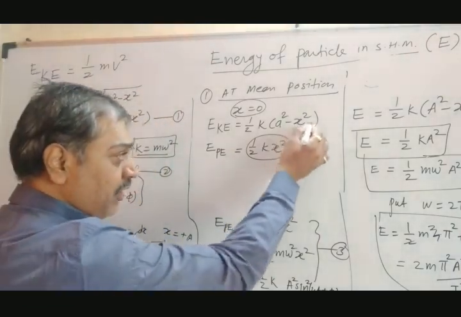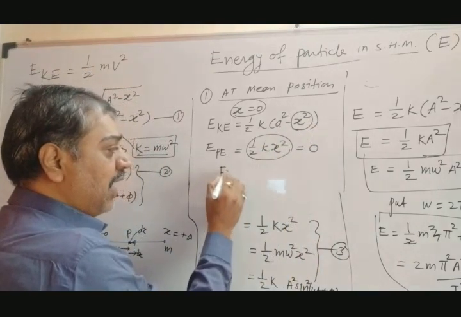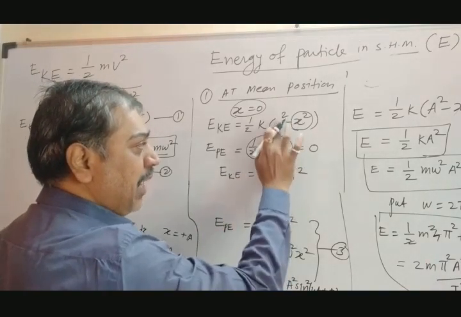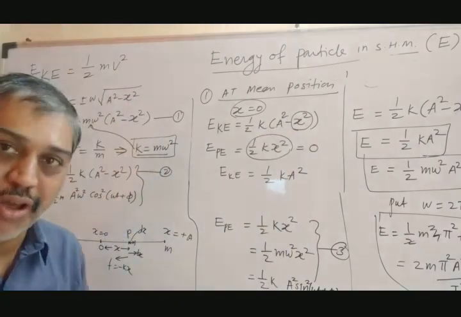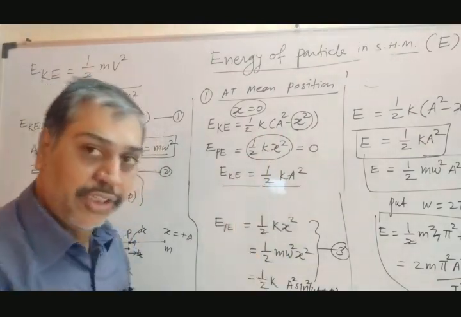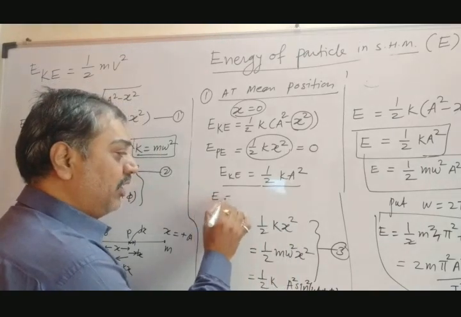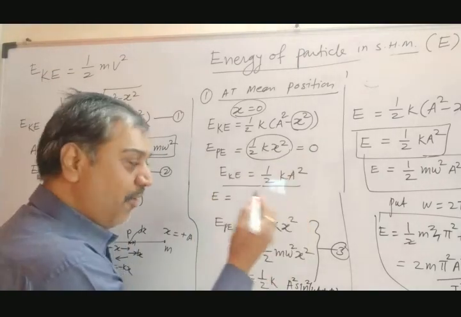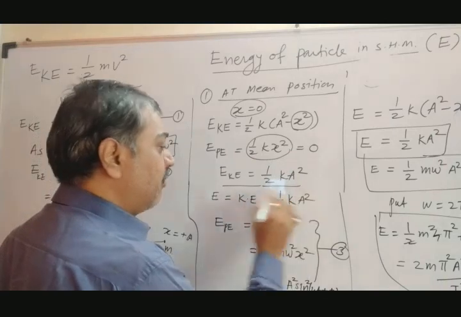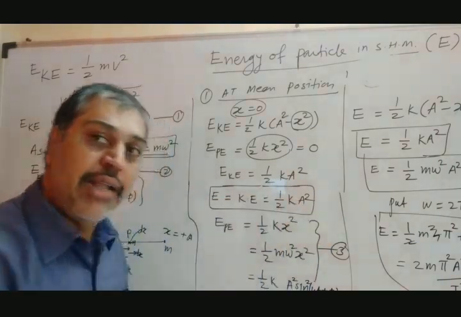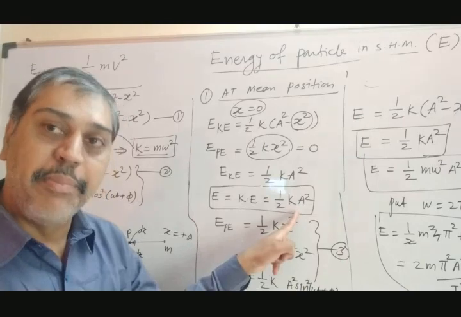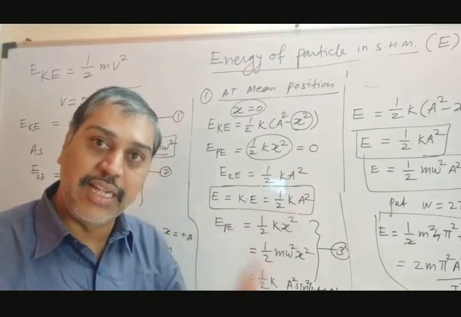If you put 0 in this term, what is the kinetic energy? The kinetic energy equals 1 by 2 k into A square. This must be capital A. I sometimes use small a, but according to the book it is capital A. So 1 by 2 k A square is the kinetic energy. So what is the total energy? Total energy is kinetic energy plus potential energy, and potential energy is 0. So the total energy is the kinetic energy, 1 by 2 k A square. From this you can say that at the mean position, the total energy is kinetic energy because potential energy is 0 at the mean position. That is the first special case.